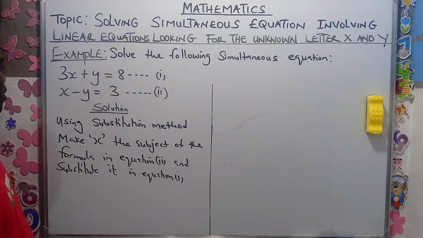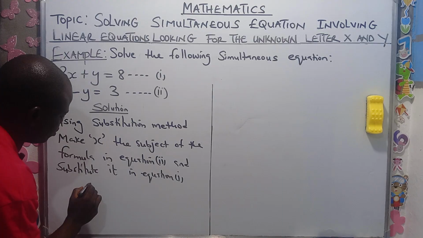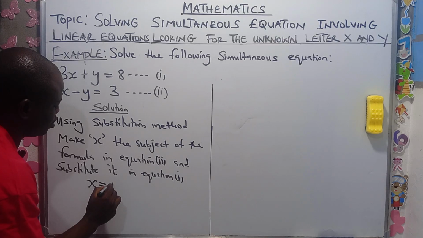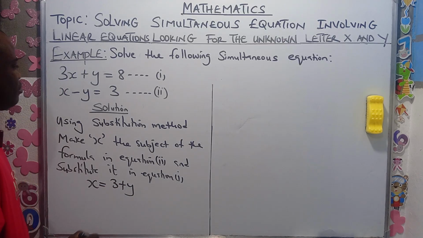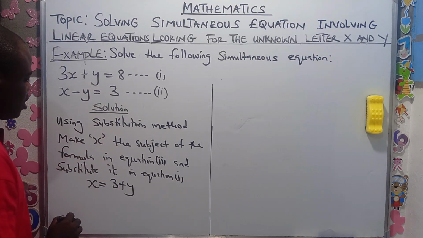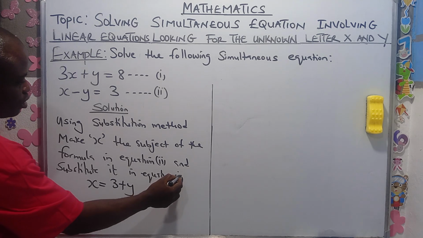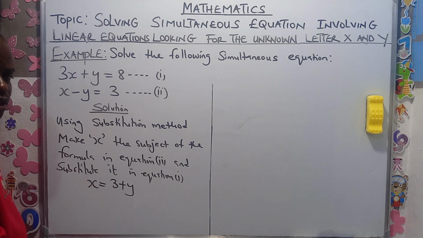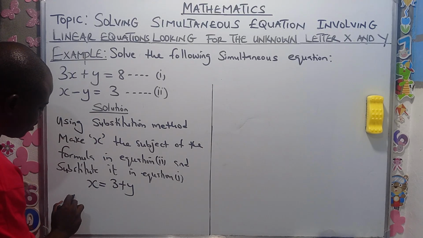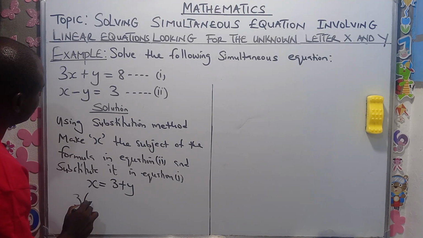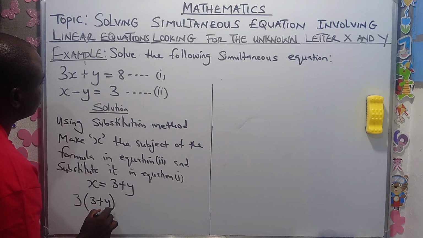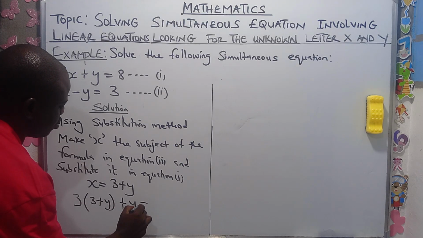equation. Is that okay? Now I will take minus y across the equal sign. Comes x equals 3 plus y. Minus y will turn to positive y when it crosses the equal sign. Now I will substitute it in equation 1. Anywhere you see x, you replace it with 3 plus y. 3, open bracket, 3 plus y, close the bracket, plus y equals 8.